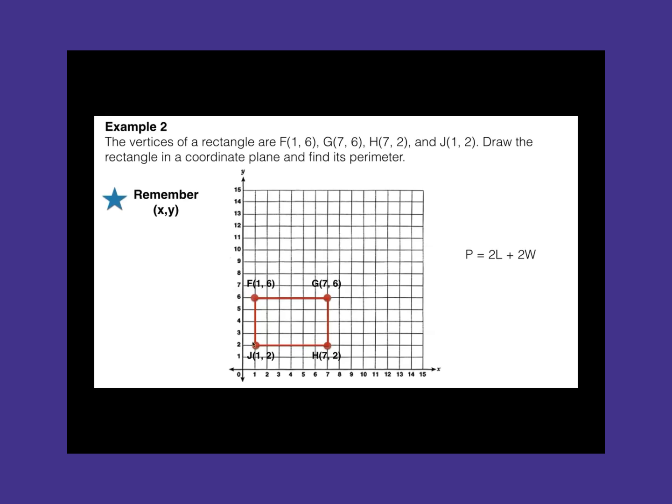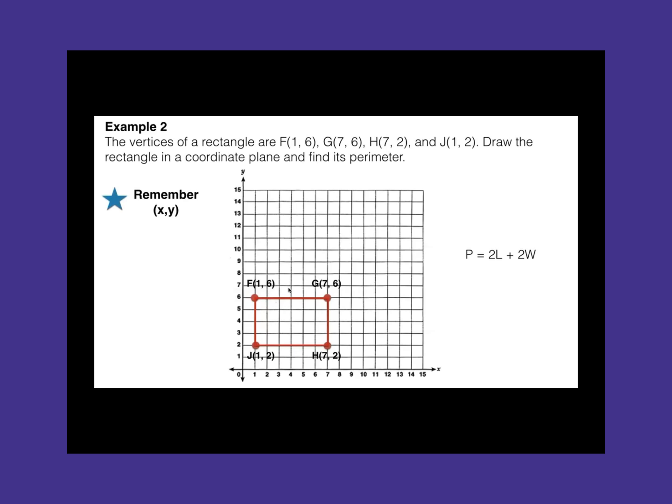Well, we'll start with the length here. If you see, both for J and F, they both have an x-coordinate of 1. Okay, they're both over 1. But the y-coordinate is different. This one is only up 2, this one's up 6. So if you want to know the length, we just find the difference of those y-coordinates. So 6 minus 2 is 4. That's going to be my length. Okay, I'm going to substitute that in for L.